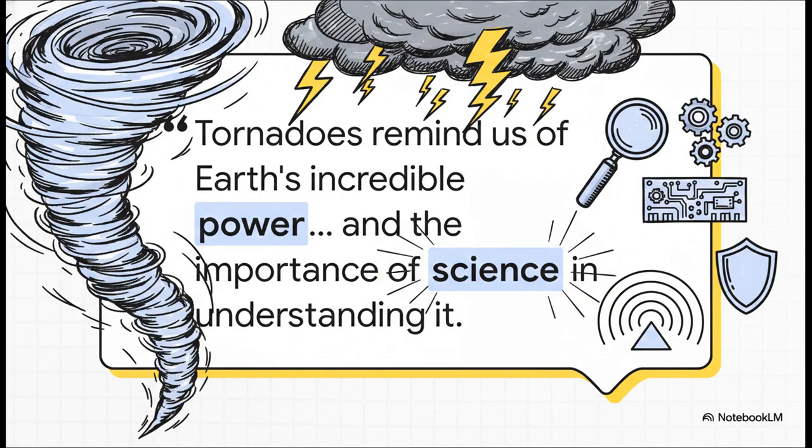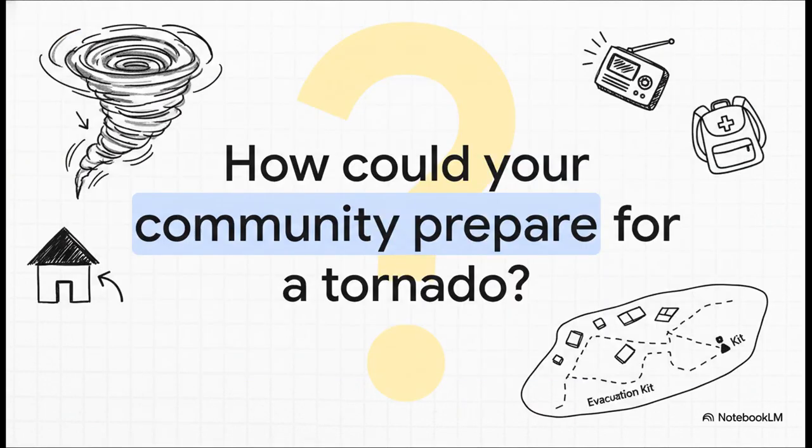And that really brings it all back around, doesn't it? Tornadoes are just this humbling reminder of the raw, incredible power our planet has. But they're also proof of how important science is. It's the tool that helps us understand that power, predict it, and hopefully stay safe from it. So, I'll leave you with this question to chew on. Now that you know the recipe for a tornado and the basic safety rules, what could your own community do to be better prepared? What would that plan look like where you live?